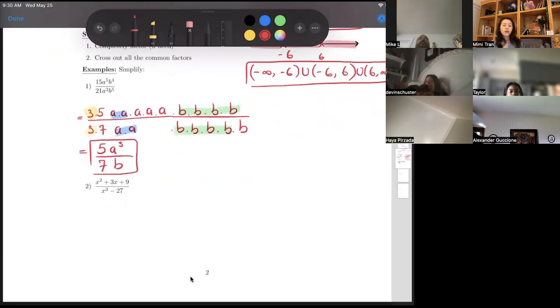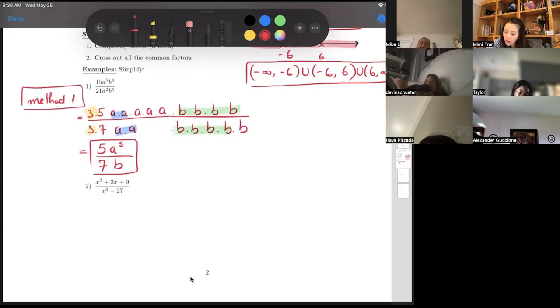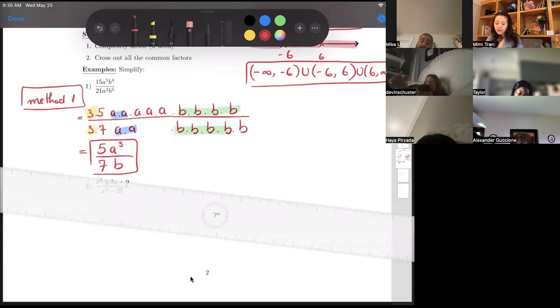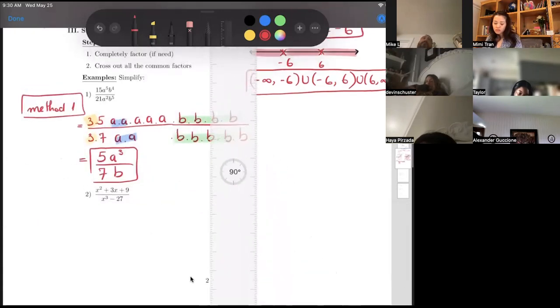Frankly, this is not the way I want you to write it out, right? This is called method 1. I'll show you the one that I want you to do. But if you don't want to, you can do method 1. I'm not opposed to it. It's just not productive. That's all.